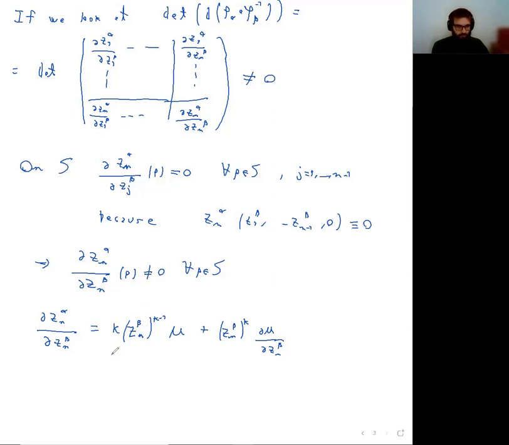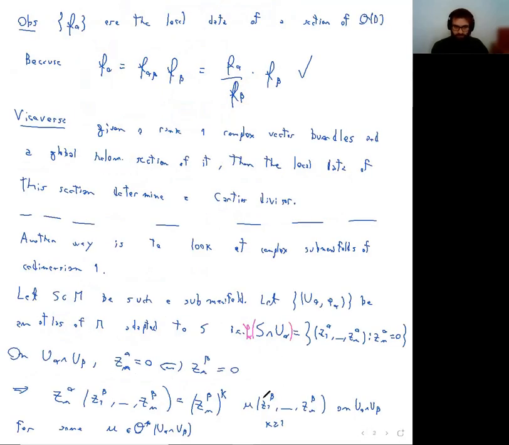So on S, this is always 0, and this is always 0 unless k is equal to 1. So we must have that k is equal to 1, and u is non-zero on S. And actually u, if we go back here, is nothing but Zn alpha divided by Zn beta.